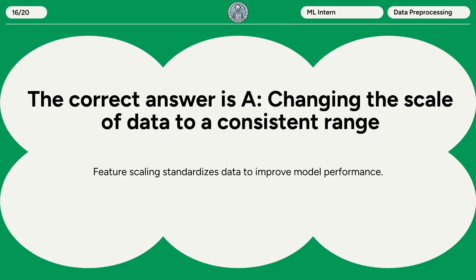The correct answer is A. Changing the scale of data to a consistent range. Feature scaling standardizes data to improve model performance.